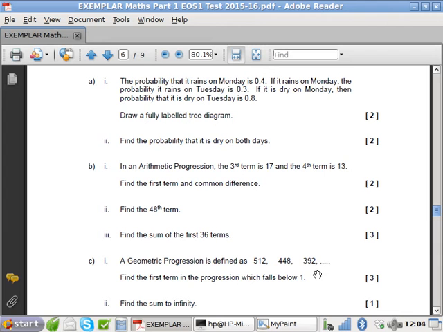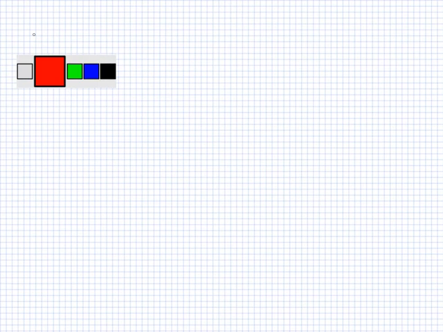The probability that it rains on Monday is 0.4. If it rains on Monday, the probability it rains on Tuesday is 0.3. If it's dry on Monday, then the probability it rains on Tuesday is 0.8. Okay, so we'll draw the tree first. This is A part 1.